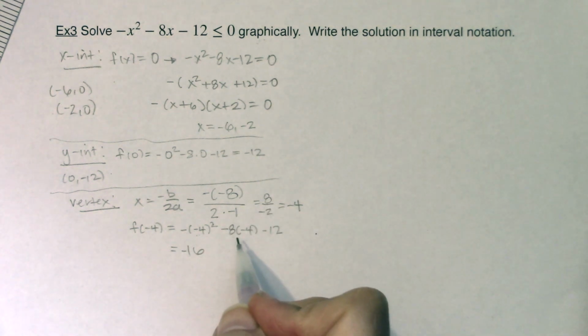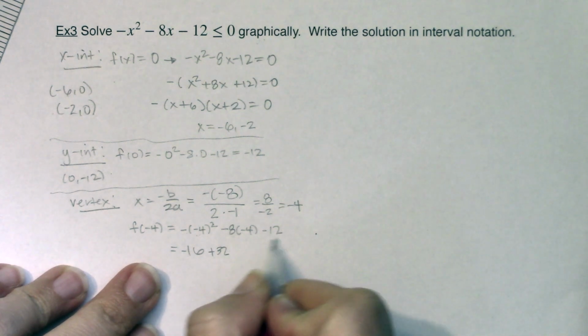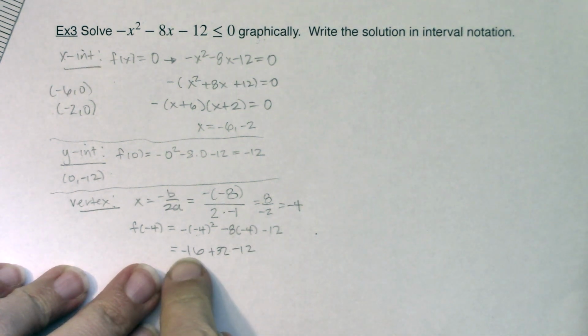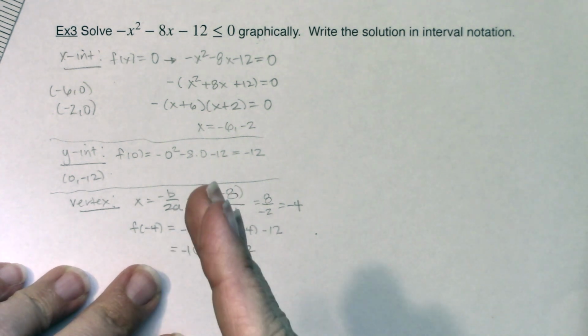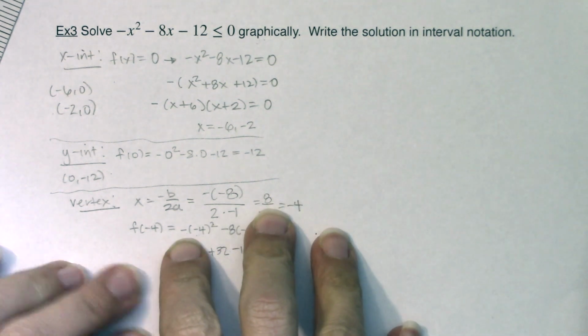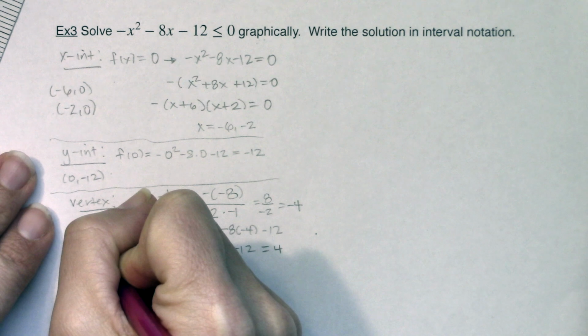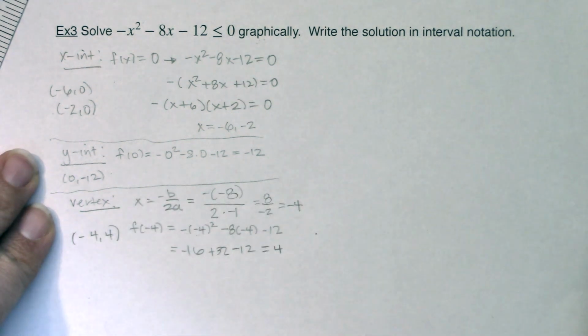Right? And then we have -8 times -4, which is going to be +32. And then I have this -12. Well, -16 minus 12, that's -28. -28 plus 32 is going to be +4. That does check out with what our calculator had. So my vertex is -4, 4. And this will just help me graph.